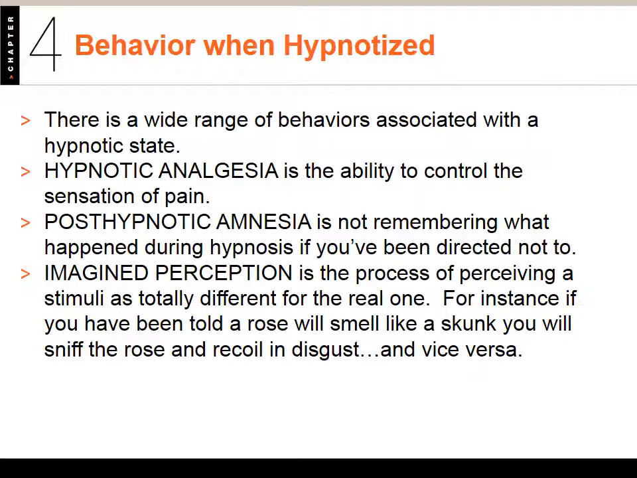So anyway, that's it for this discussion on altered states of consciousness, specifically sleep. And thank you for your attention.